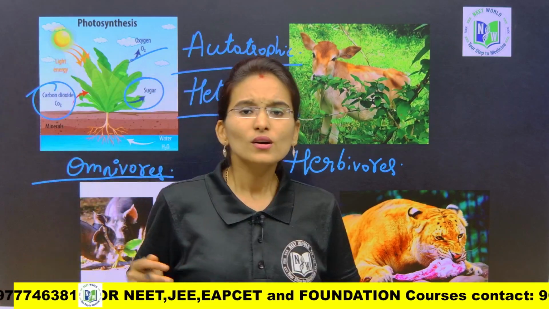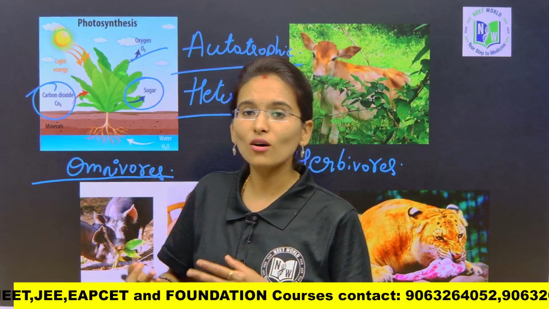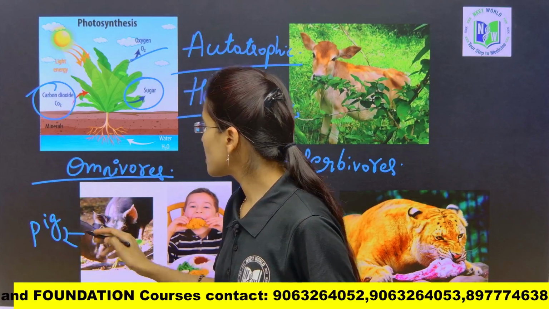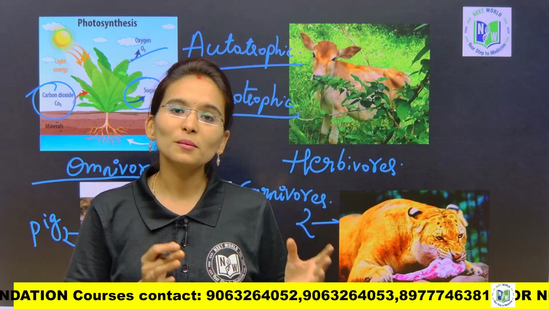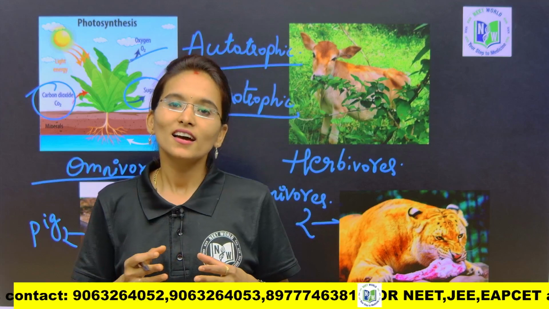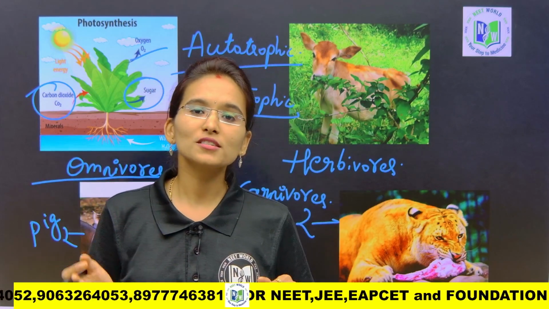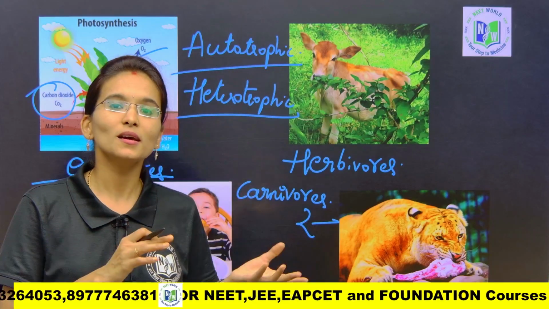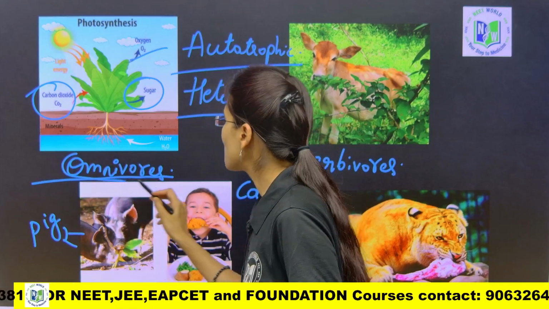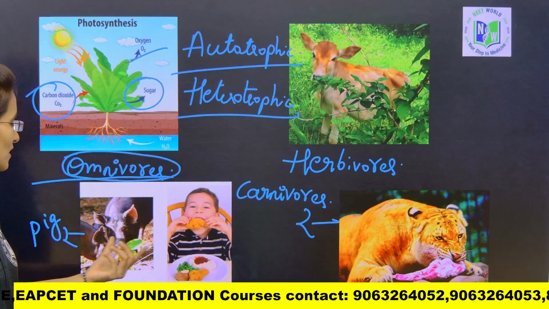Including human beings and some other organisms like pig, these are the organisms which depend on both plants as well as animals to obtain their food. They consume both meat, flesh, as well as plants as their source of food. So, the best examples are human beings along with one animal, that is pig.